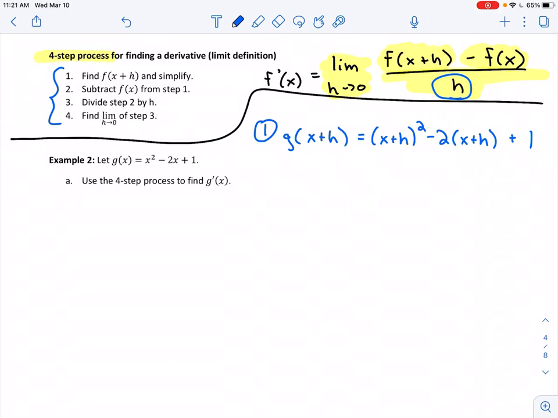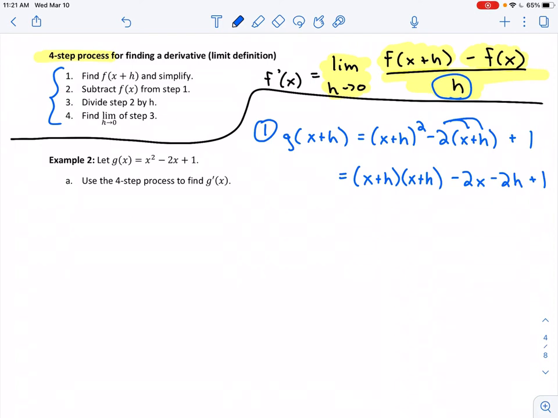Now we have to simplify this. So x plus h quantity squared, that really means x plus h times x plus h. We'll FOIL that out in the next step. The negative 2 we can go ahead and distribute, so we'll have minus 2x minus 2h, and then plus 1 at the end.